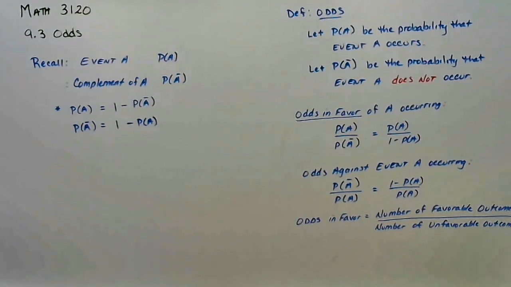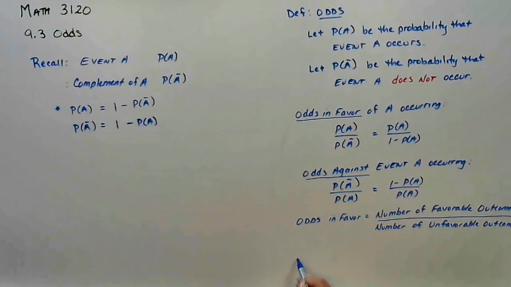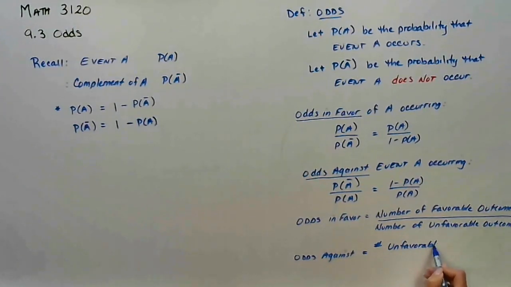If I want to put odds against in words as well, odds against event A occurring, think of it as the number of unfavorable outcomes over the number of favorable, the number of unfavorable divided by the number of favorable.